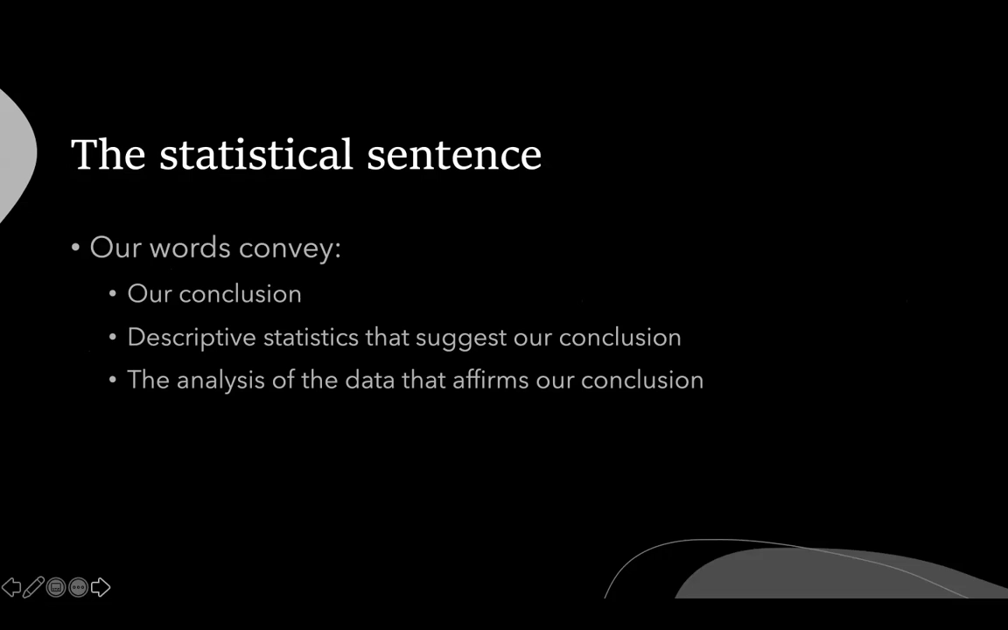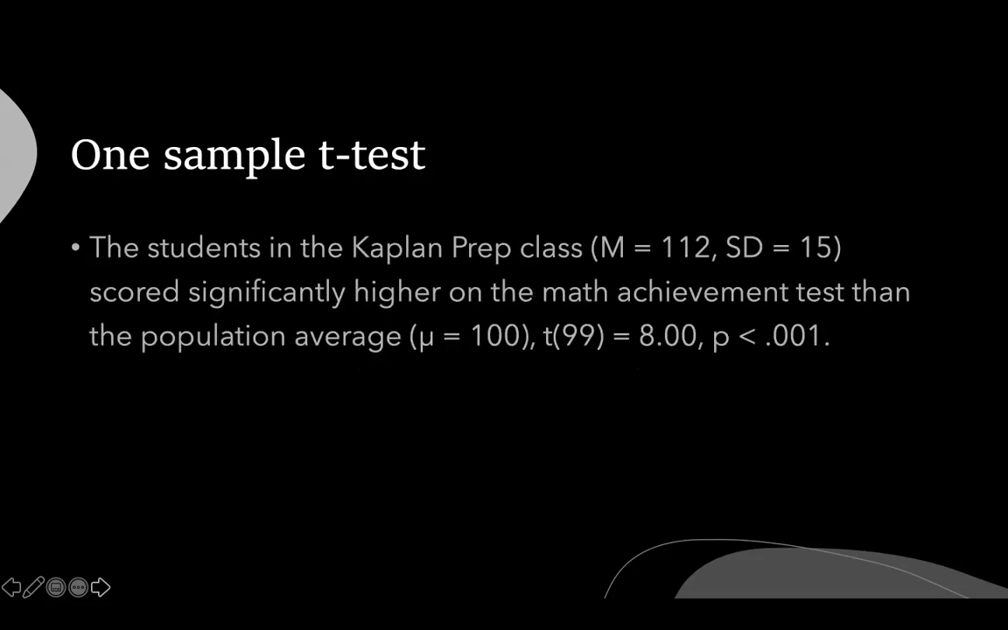It's important that any statistical sentence, any write-up of our results, conveys our conclusions, the descriptive statistics that suggested our conclusions, and the analysis of the data that affirms our conclusion. So let me show an example here talking about the one sample t-test. Here's an example of a sentence. The students in a Kaplan prep class that had a mean score of 112 and a standard deviation of 15 scored significantly higher on the math achievement test than the population average.